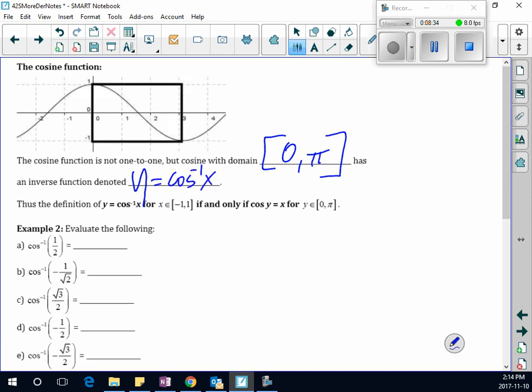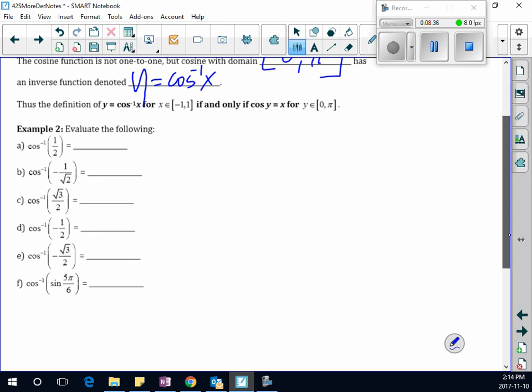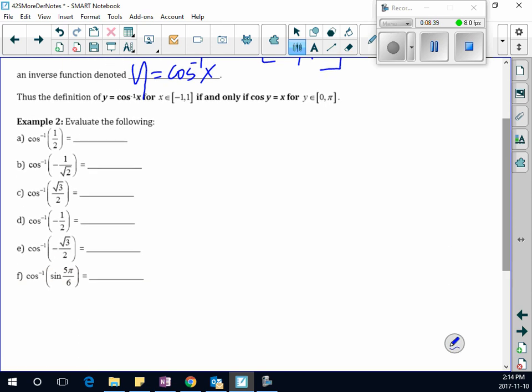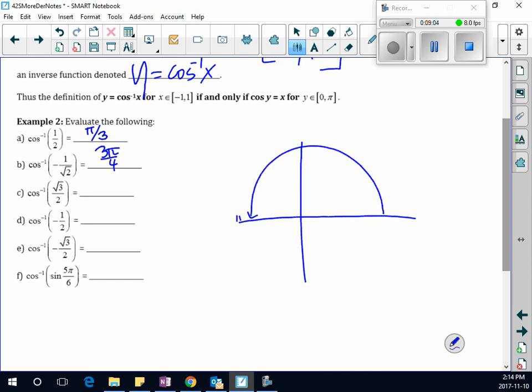So let's try this now. What's the inverse cos of positive 1/2? Pi over 3. What's the inverse cos of negative 1 over root 2? It's 3 pi over 4. Very good. Do you understand why? It's in the second quadrant. It's negative. Remember, cosine is now from 0 to pi, right?